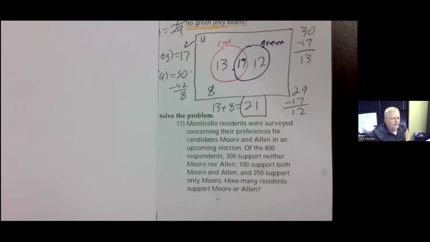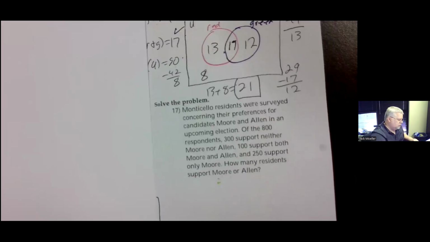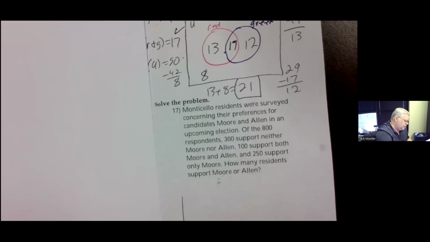So next one: Monticello residents have been surveyed concerning their preferences for candidates Moore or Allen in the upcoming election. Of the 800 respondents, 300 support neither Moore nor Allen, 100 support both Moore and Allen, and 250 support only Moore. How many residents support Moore or Allen? Okay. So first thing, create a Venn diagram.